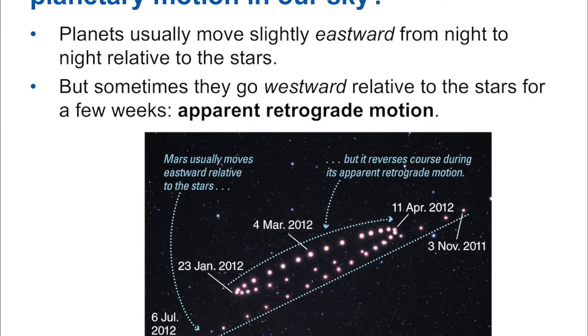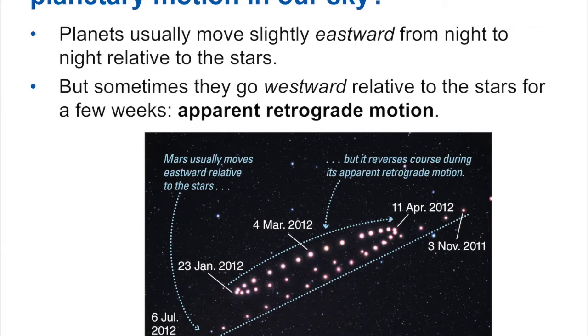Okay, so moving on. What was so mysterious about planetary motion? Well, planets usually move slightly eastward from night to night. All right. So in a given night, they don't seem to move much at all. But over many nights, over the duration of the full year, they do tend to move eastward, okay? And that's because they're, of course, orbiting the sun like us.